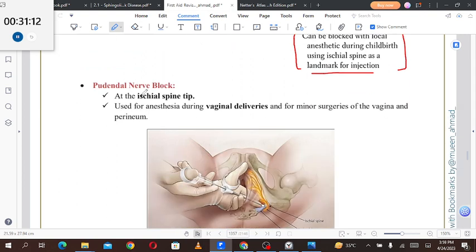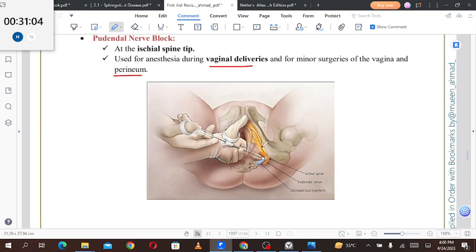Pudendal nerve block at the ischial spine tip is used for anesthesia during vaginal deliveries and for minor surgeries of the vagina and perineum. Suppose we were doing a normal delivery, and we saw that the head size of the fetus is larger than the opening of the vagina, so we had to do an episiotomy. In that case, we give the pudendal nerve block. Uterine contractions are still there, but episiotomies need vaginal or perineal anesthesia, not visceral anesthesia, if you may say that.